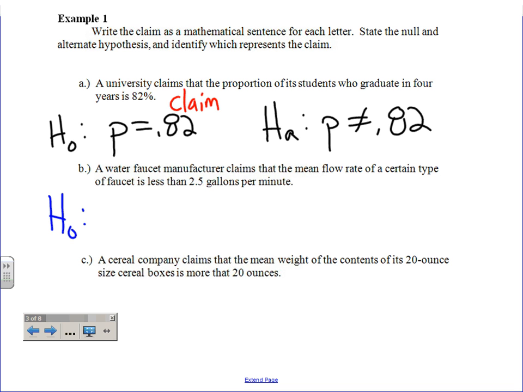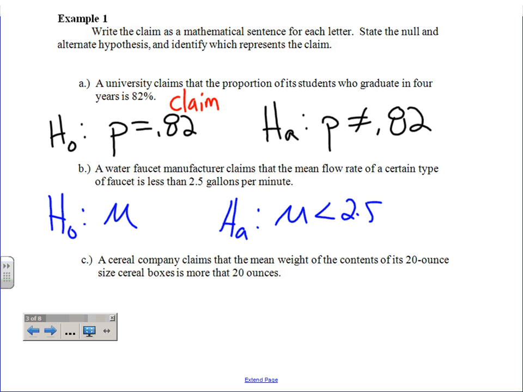So here it says that there is a mean flow. So mean, right, is less than 2.5 gallons per minute. That's a tough one. So if I just say less than, where should that go? If I just say less than 2.5, that should go over here, right? Isn't that where that goes?